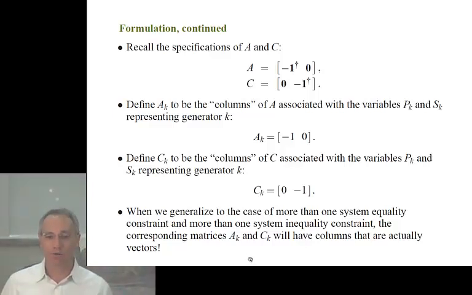When we generalize to the case of more than one system equality constraint and more than one system inequality constraint, these matrices, AK and CK, will consist of columns with more than one entry and multiple columns. They'll have columns that are actually vectors.